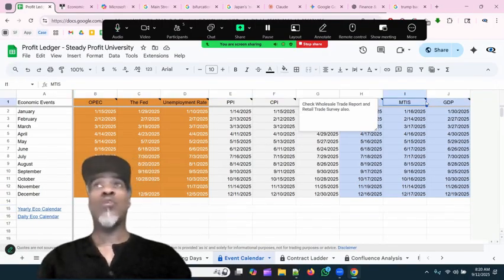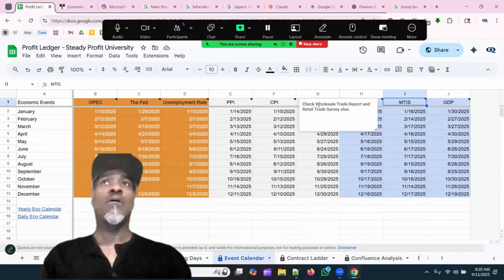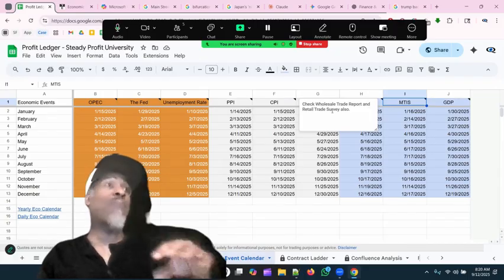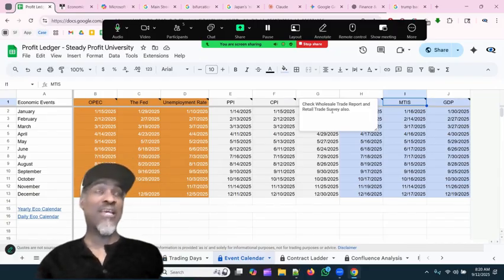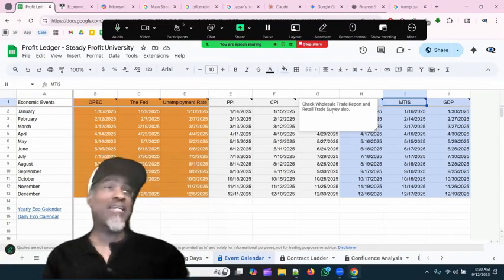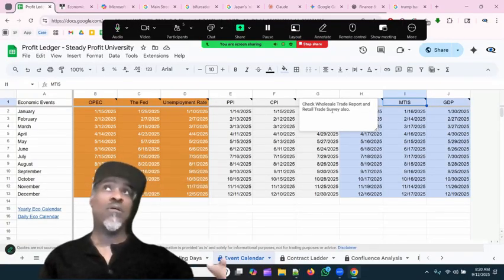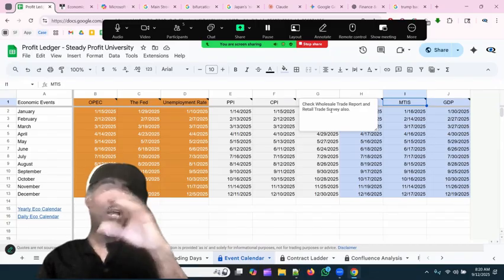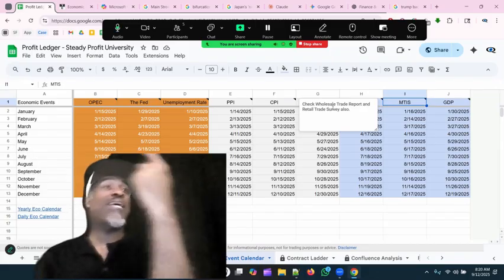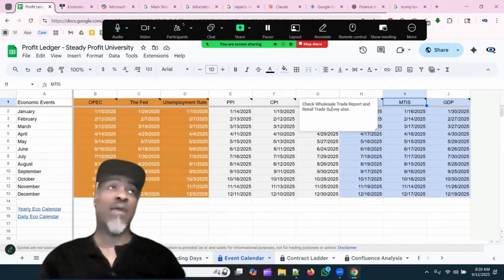So here's what we'll do with this. If the wholesale inventories and the retail inventories are isolated, then no, because it's not going to give us a major move. Okay, got you. But if it's happening very close to the MTIS, then yes, we may.